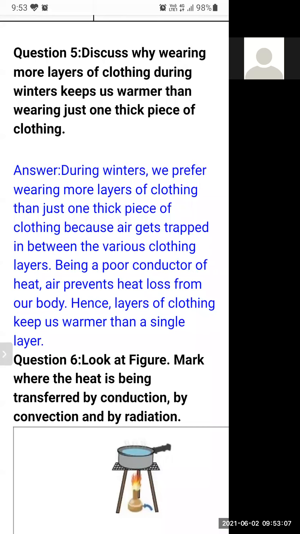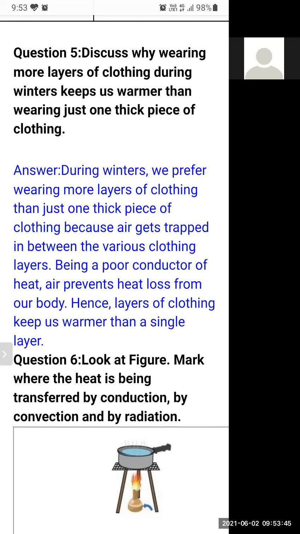During winter, we prefer wearing more layers of clothing than just one thick piece of clothing, because air gets trapped in between the various clothing layers. Being a poor conductor of heat, air prevents heat loss from our body. It stops the heat loss. Hence, layers of clothing keep us warmer than a single layer. So that is why we use layers of clothing, 2, 3, 4 clothes we wear during the winter.